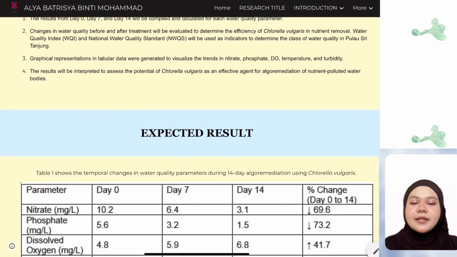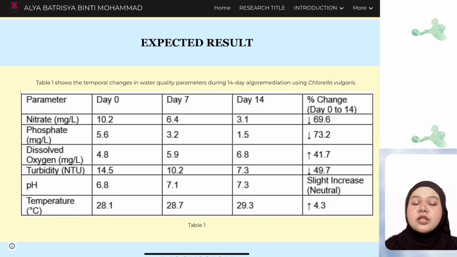Next, for the expected results, this table presents the expected changes in water quality parameters over a 14-day algoremediation process using Chlorella vulgaris. It shows that nitrate and phosphate levels significantly decreased by 69.6% and 73.2%, respectively, indicating effective nutrient removal. Dissolved oxygen increased by 41.7%, suggesting improved water quality. Turbidity decreased by 49.7%, reflecting clearer water. pH showed a slight neutral increase and temperature rose slightly by 4.3%, which is a normal variation during algal activity.